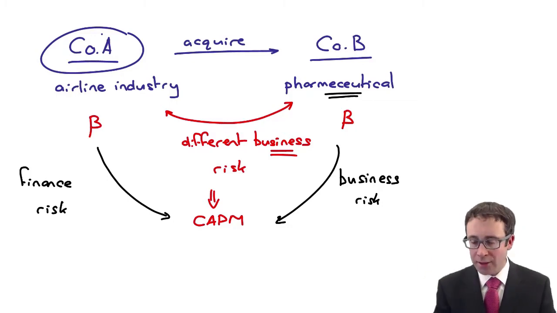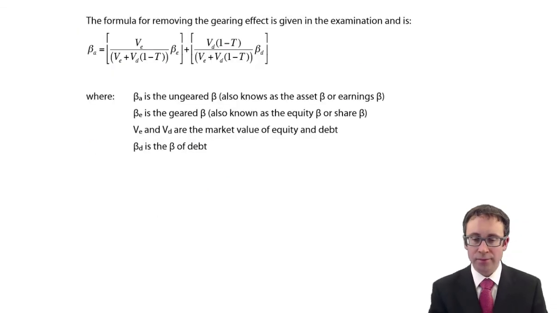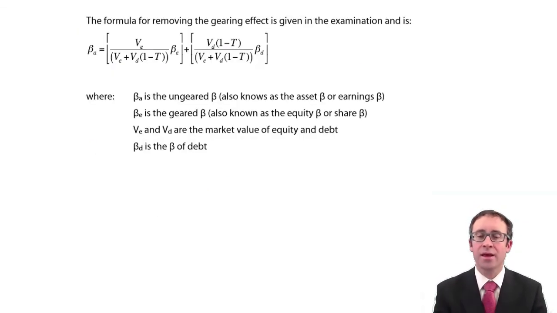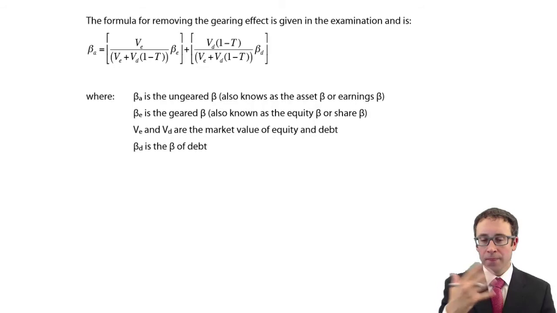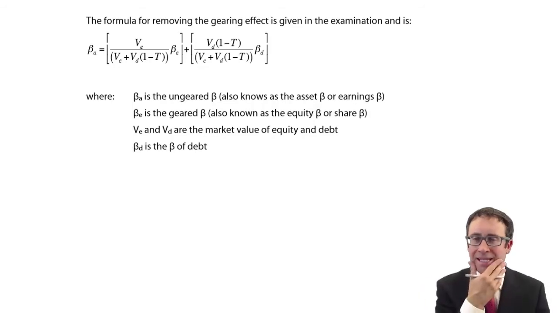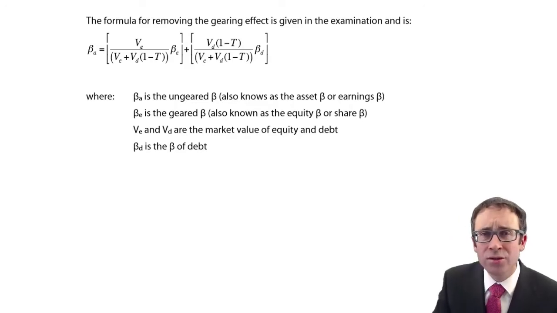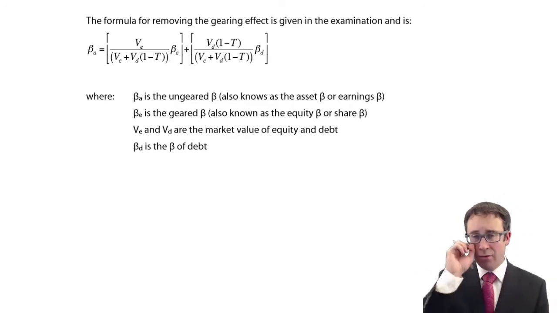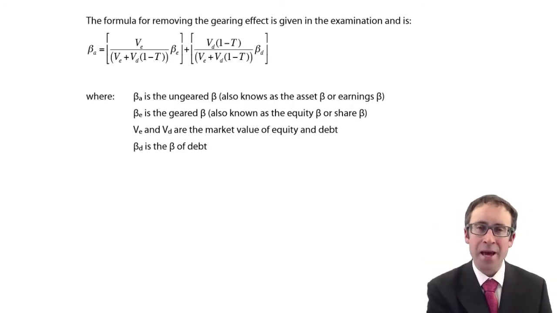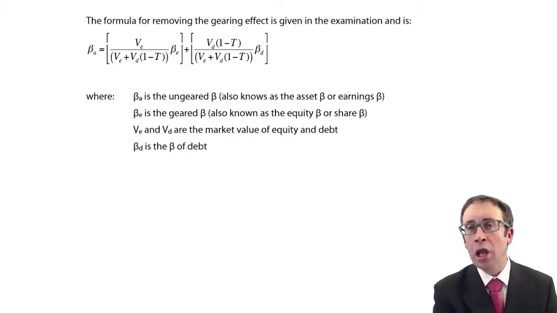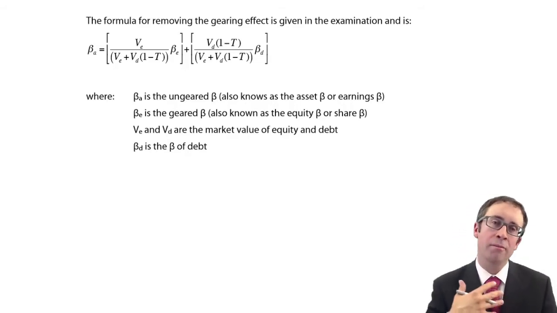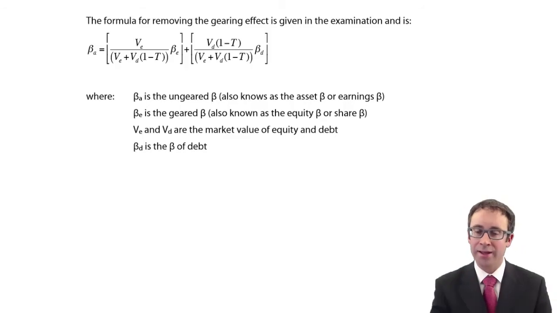We'll come back to it as we go through, because what we have to do now is start thinking about what's referred to in the notes as geared and ungeared betas. We have a formula, again given in the examination. Oh my word, that looks horrendous, doesn't it? It looks ridiculous. Again, like with CAPM, you'll grow to learn it, you'll grow to know it, and more importantly grow to apply it.